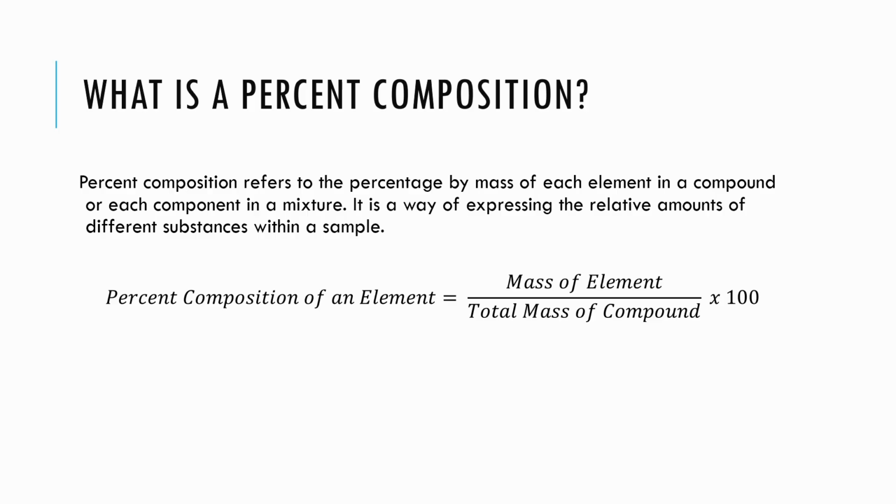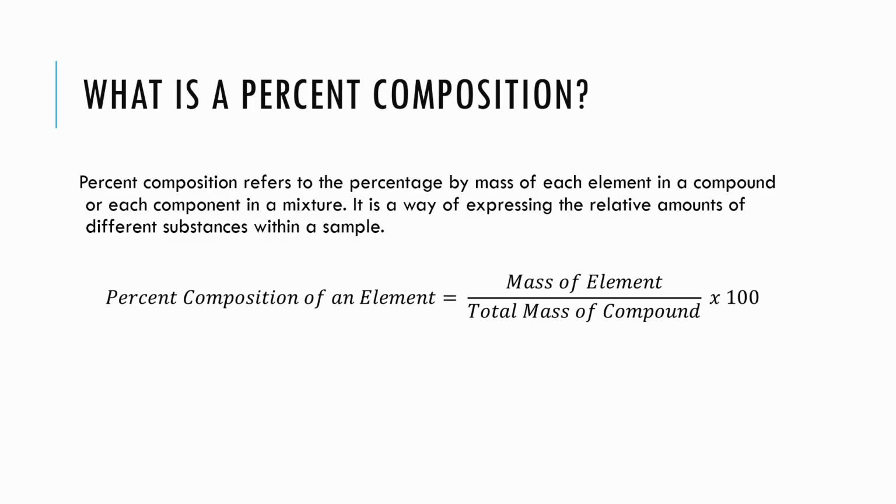The way that we do this is we take the mass of an element divided by the total mass of the compound, and we multiply it times 100. Now, in this case, you'll hear me say a lot, especially in other videos as well, part divided by whole times 100. We do a lot of things like this where we take a part of something, divide it by the whole, and times it by 100.